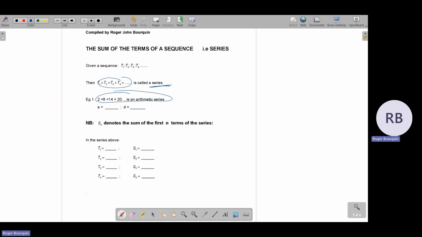So here is an example of a series, an arithmetic series. Why is it arithmetic? Because you're adding a fixed amount between terms. Let's be a bit more specific. What's the difference between 8 and 2?